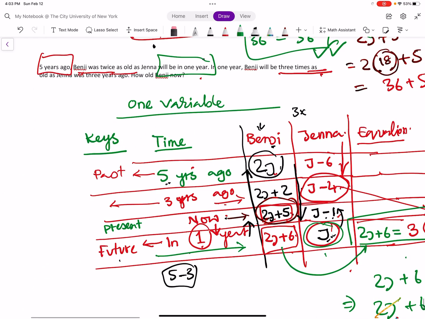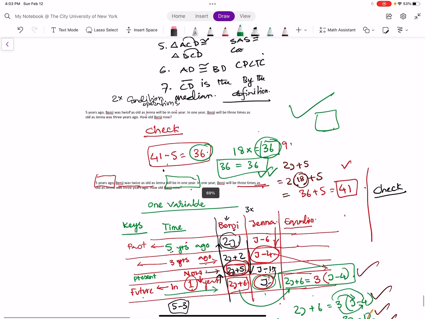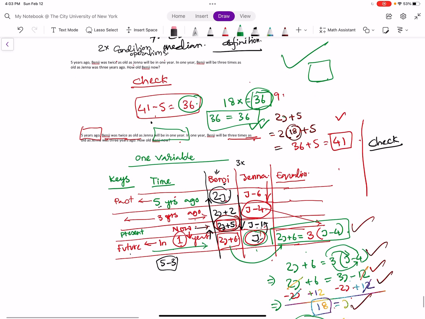So if you understand this problem, you can solve any of the quiz problems. I'll forward another video on reviewing your test questions. So you should be good.